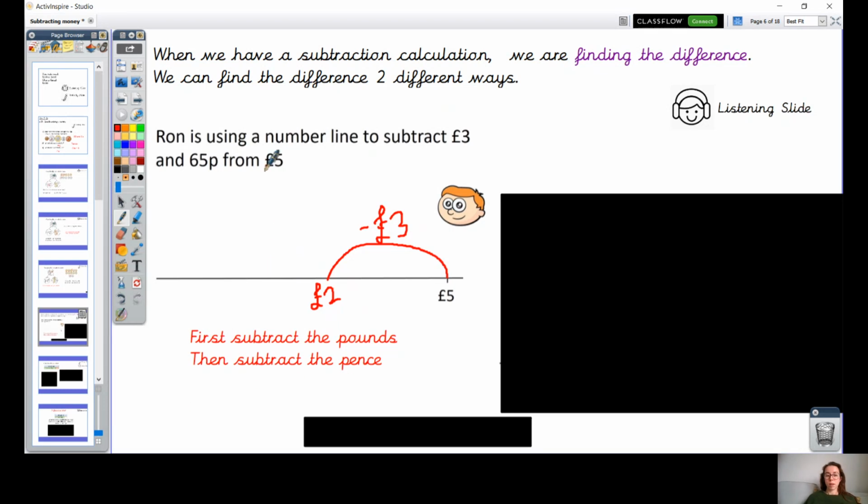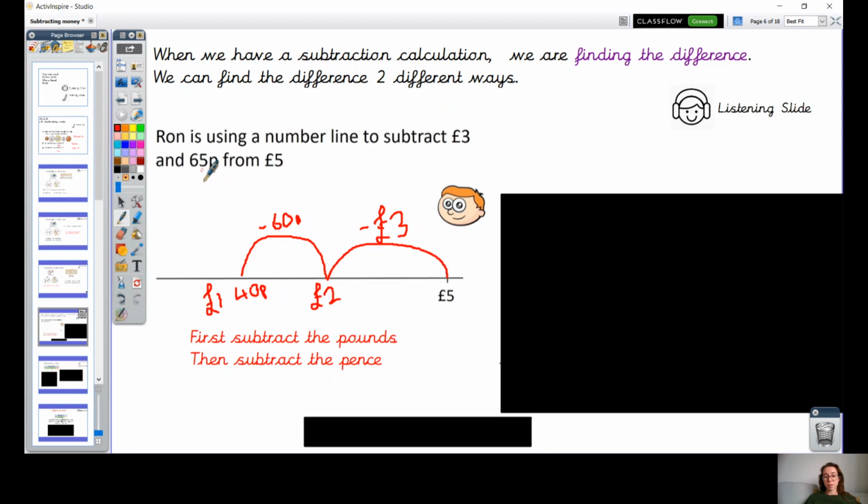Then subtract the pence. I've got 65p to take away now. I'm just thinking, is there an easier number I can subtract there? I think I might partition 60 and the 5. I might just take away 60p first. I think that might be more helpful for me. Take away 60p. What's £2 take away 60p? Well, that is £1.40. Use my number bonds there to help me.